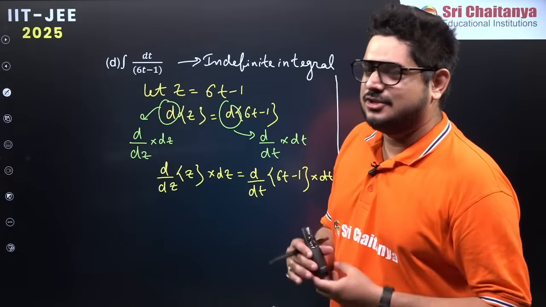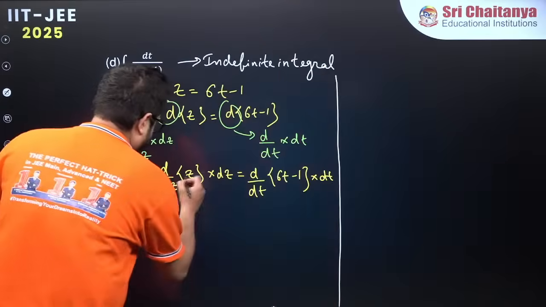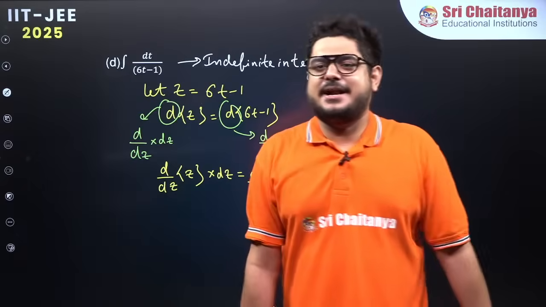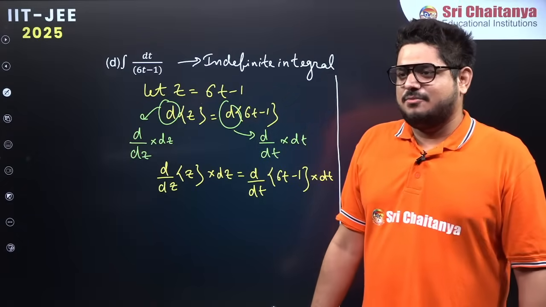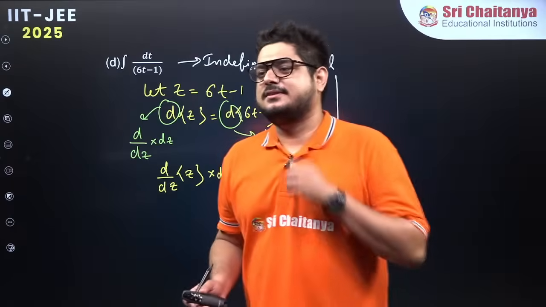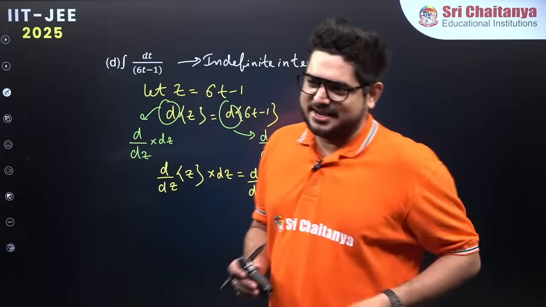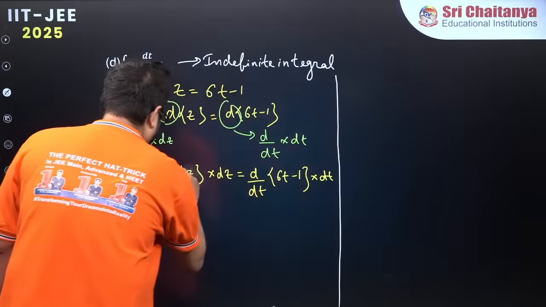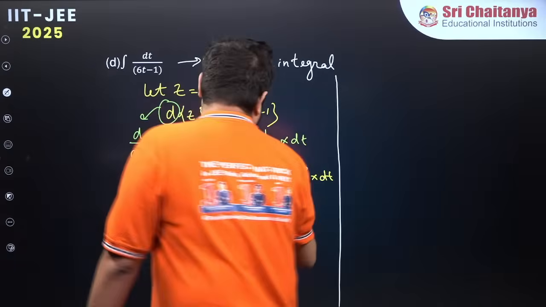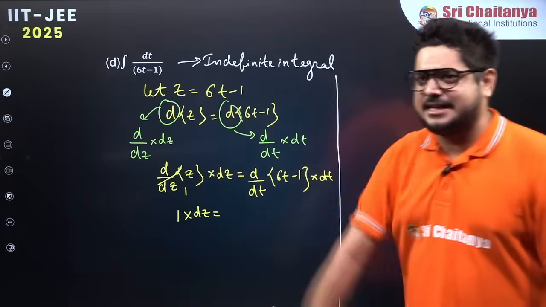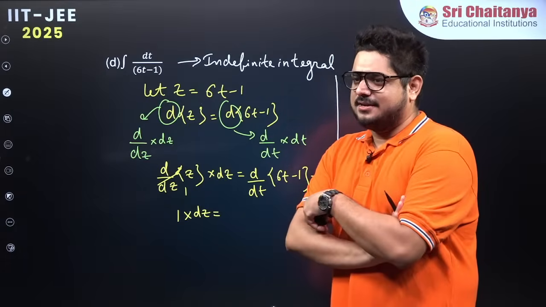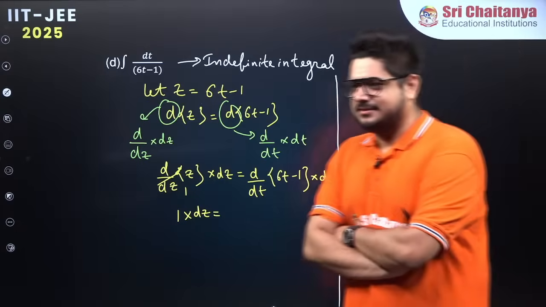Okay, fine. So now what needs to be written? What is d by dz of z? Write down the value. What do you think is d by dz of z, everyone? Write down the value over there in the chat box. 1, okay. Great. It's going to be 1. So 1 multiplied by dz is equal to, what is d by dt of 60 minus 1? Write down the answer over there in the chat box, everyone.